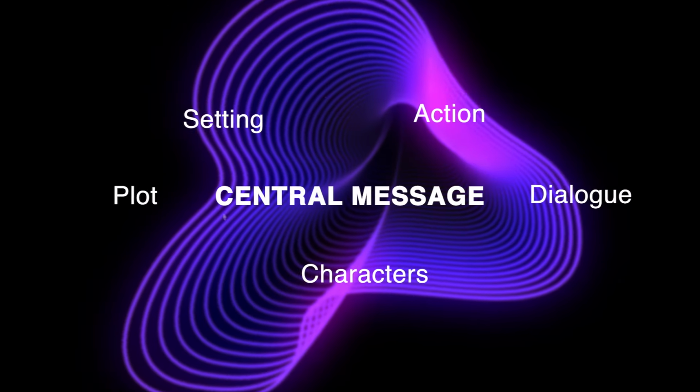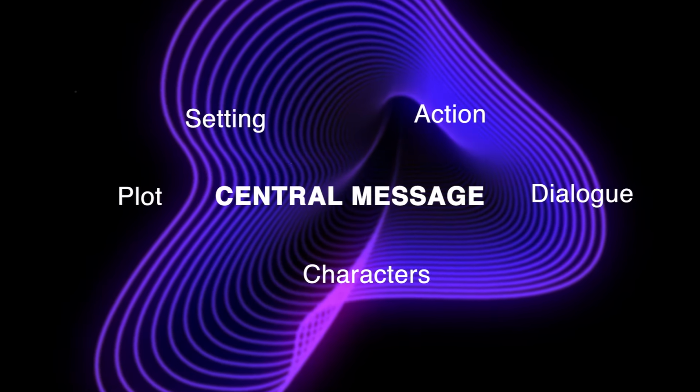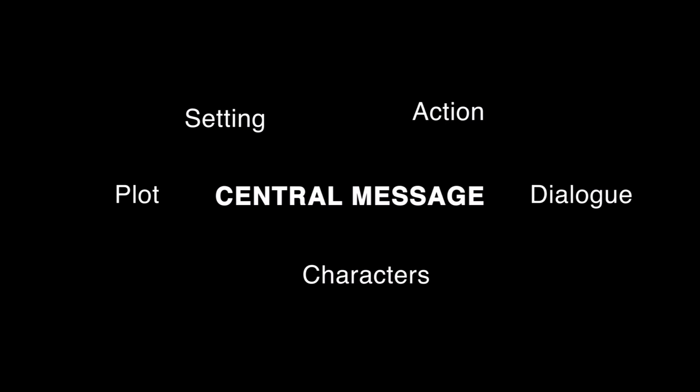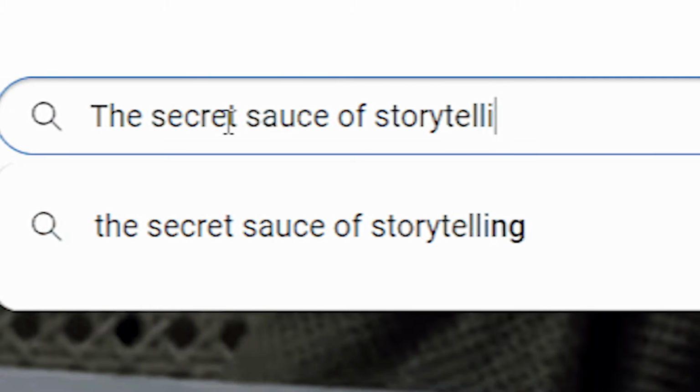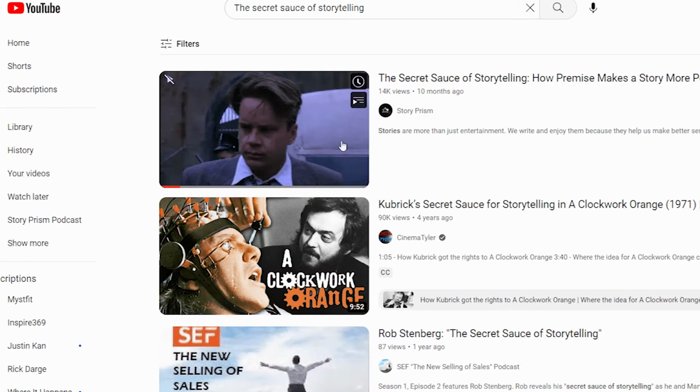In fact, all elements of the story, from the setting to the plot points, should revolve around the central message in some way. If you want to learn more about how to incorporate a central message into your story, check out our previous video that covers the topic in depth. Now let's get into the nuts and bolts of a character engine.